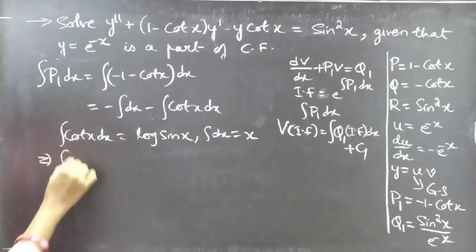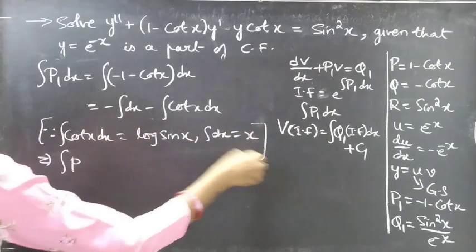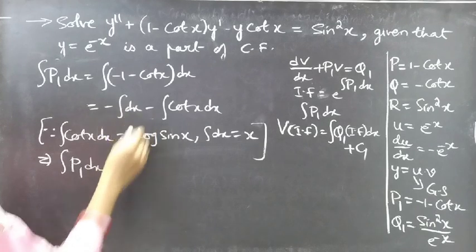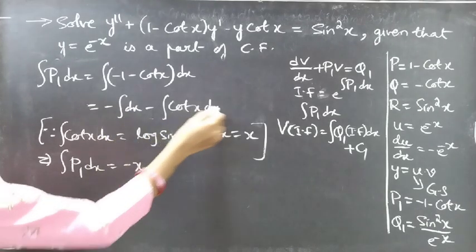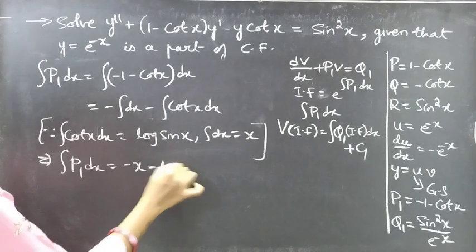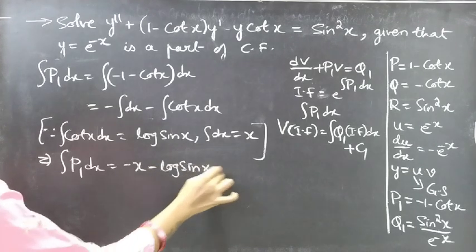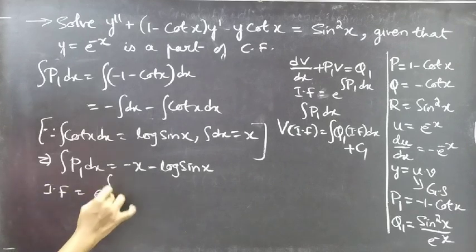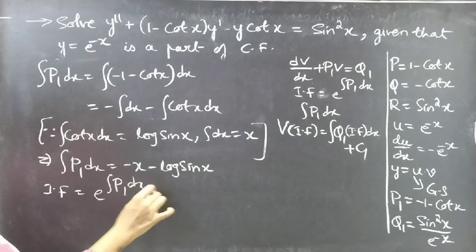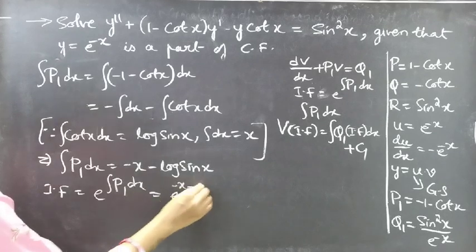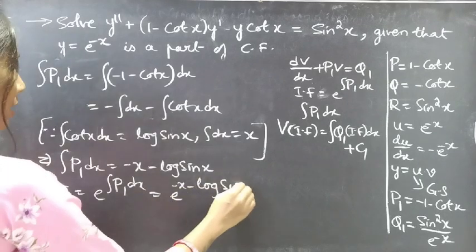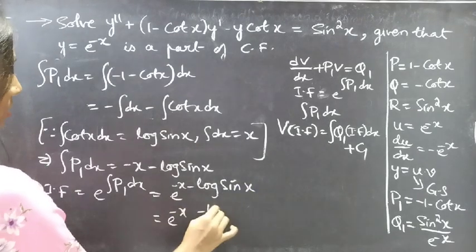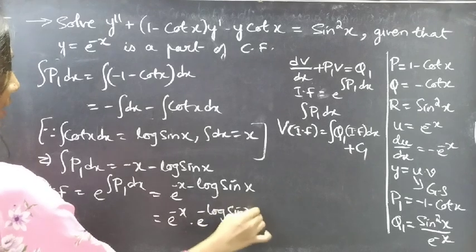Then integral P1 dx equal to minus integral dx, which is minus x, minus integral cot x dx, which is log sin x. So we got integral P1 dx. Now let's find the integrating factor, which is given by e power integral P1 dx, which is equal to e power minus x minus log sin x.